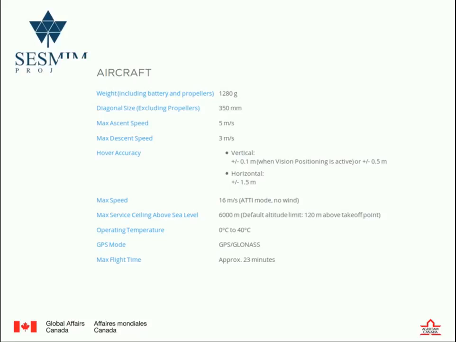The maximum speed is 16 meters per second, with no wind. The fastest the DJI will go is actually slower than the stall speed or the recommended speed of the fixed wing, which is recommended at 17 meters per second. It has a maximum ceiling of 6,000 meters. We are here at about 1,000 meters. So as long as you don't have any mountains above 6,000 meters, you're okay.